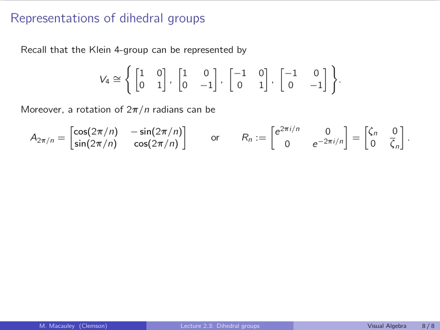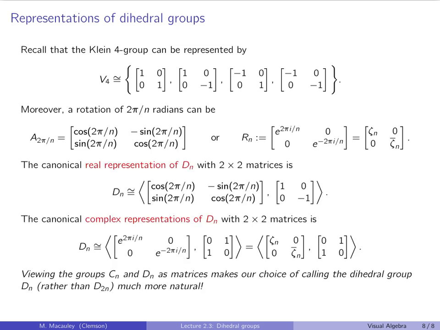Moreover, a rotation by 2 pi over n radians can be represented with a real rotation matrix that we've seen in the previous lecture, or a complex rotation matrix that we've also seen. Can you think about how to get a representation of Dn with these matrices? Here are two ways. First, we can do the canonical real representation of Dn with 2x2 matrices by taking the real rotation matrix. I'm going to call this one A.